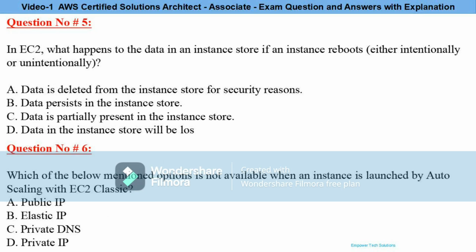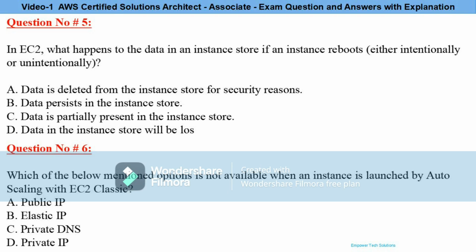So we'll move further. Fifth question: in EC2, what happens to the data stored in the instance store if an instance reboots, meaning it suddenly stops, intentionally or unintentionally? So what will happen? The data is deleted from the instance store for security reasons, or the data persists in the instance store, or the data is partially present in the instance store, or the data in the instance store will be lost. Okay, question 6.